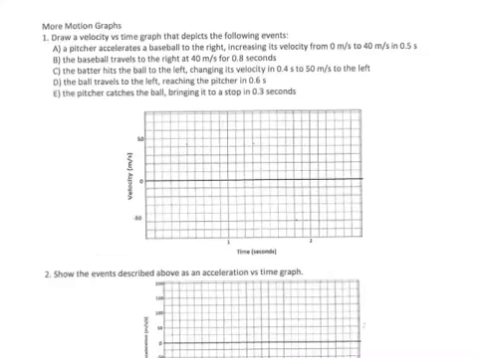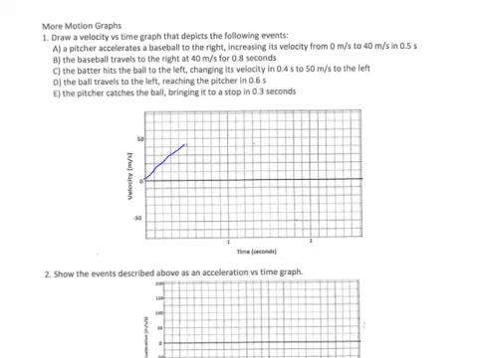Alright, let's try this one here. This one could be a little bit tricky. Let's see. Alright, let's start off. A. The pitcher accelerates a ball to the right, so that's a positive acceleration, increasing its velocity from 0 to 40 in 0.5 seconds. So that'd be like this.